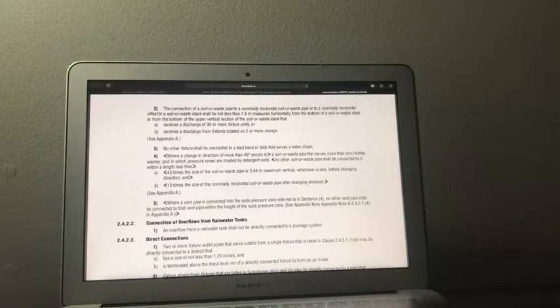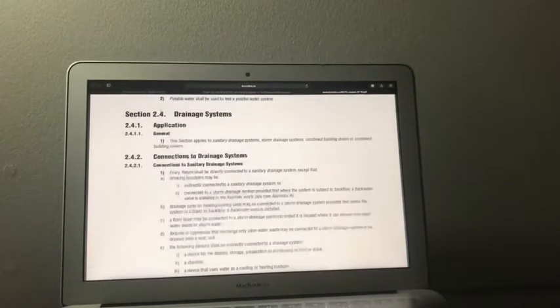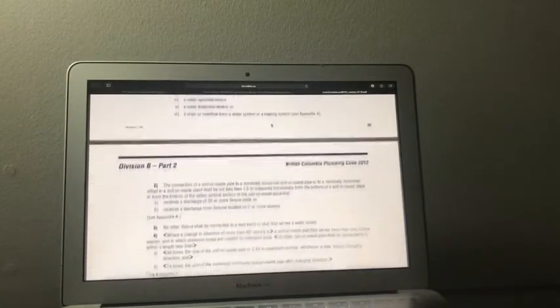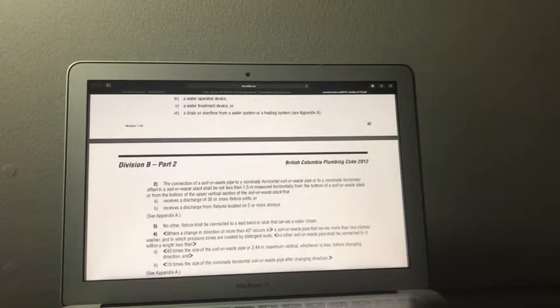Part two of this, we're jumping into a different subject here. We are still talking about connections to drainage systems. The connection of a soil or waste pipe to a nominally horizontal soil or waste pipe or to a nominally horizontal offset in a soil or waste stack shall be not less than 1.5 meters measured horizontally from the bottom of the soil or waste stack or from the bottom of the upper vertical section of the soil or waste stack that receives a discharge of 30 fixture units or receives a discharge from fixtures located on 2 or more stories. So what are they talking about here?